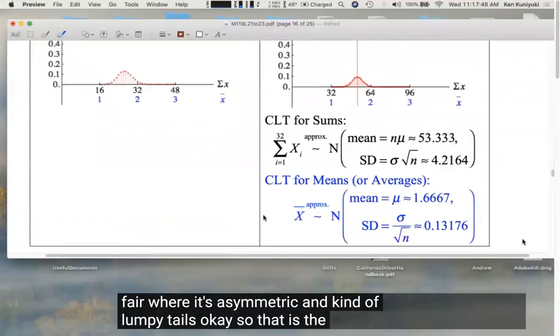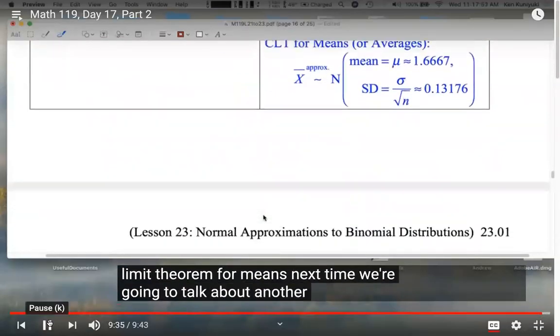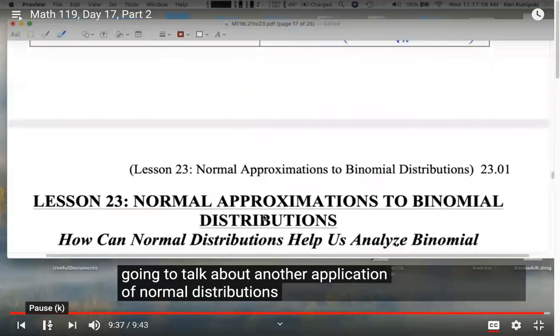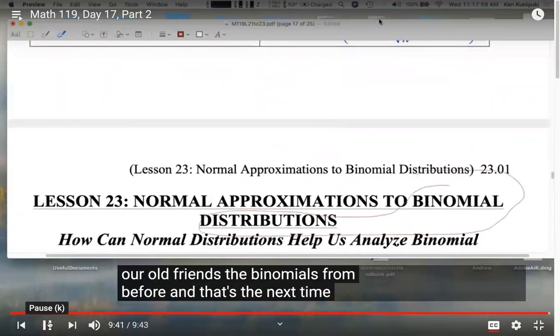Okay, so that is the central limit theorem for means. Next time, we're going to talk about another application of normal distributions, approximating our old friends, the binomials from before. And that's next time. So the CLT for means, that's going to be the core for our inferences for means in the last part of the class. Any questions before we get to lesson 23? Again, this is one of the deeper days of the semester. Feel free to put questions in chat, all right? Let's go on to lesson 23, last lesson of the part.